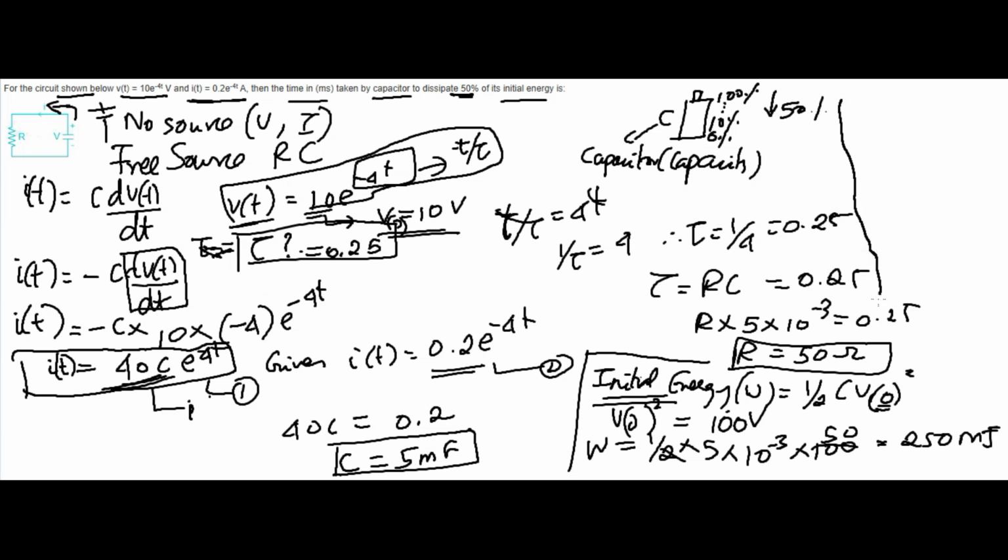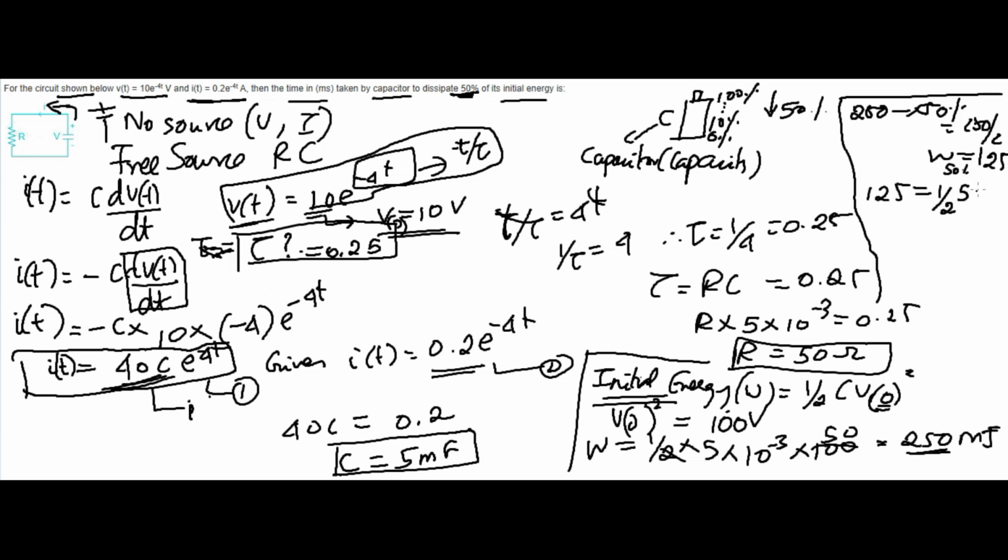And now I'm going for the final energy. Final means after 50% reduction. W is 250, so initially you are having 250, and now a 50 percent reduction. That means 250 divided by 2 is equal to 125. So that is W after 50 percent. So 125 equal to W, half CV square, right?